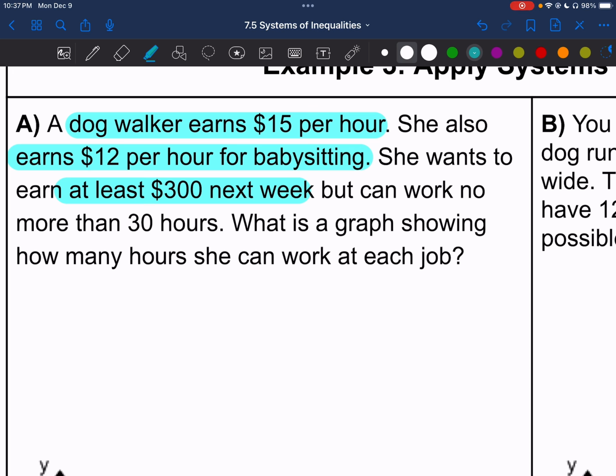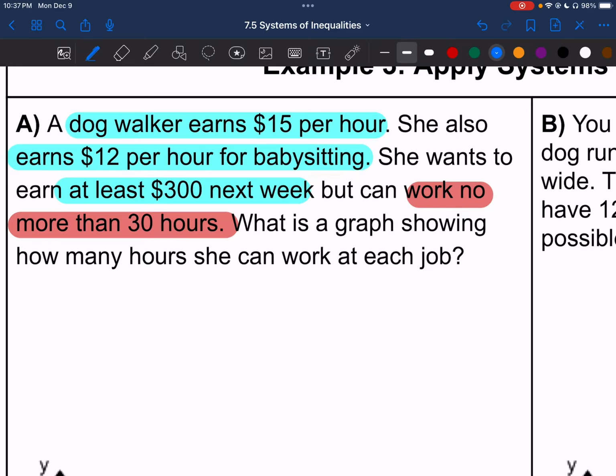Okay. Well, what else is there? She can work no more than 30 hours. No more than 30 hours. That has to be less than or equal to 30 hours. And we want to know what graph is going to show how many hours she can work. Well, we need to write these two inequalities first.